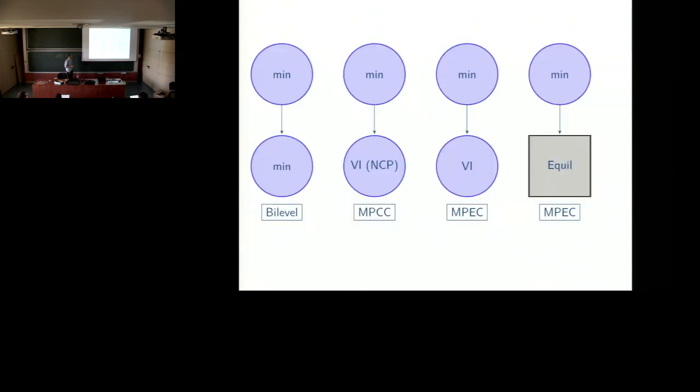So to give you a little bit of an idea of what you can model: if you have a minimization agent, and we say that it has in its definition another minimization problem, that would give you the bilevel class of problems. Now, if your agent has inside its definition a VI, or more precisely an NCP, then you can have a mathematical problem with complementarity constraints. If it's a general VI, you would get an MPEC. If it's an equilibrium, you would get an MPEC.